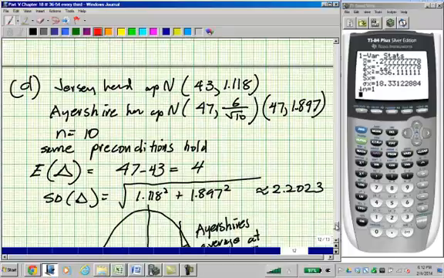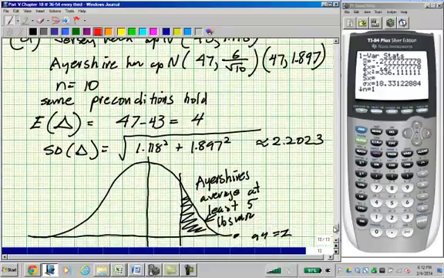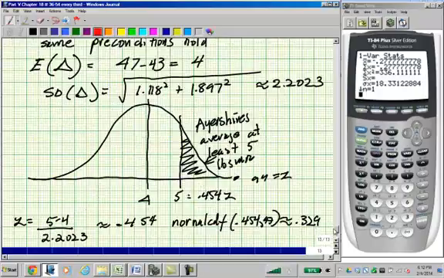Now, the standard deviation of the difference is going to be the square root of the variances: 1.118 squared plus 1.897 squared, or 2.2023. Okay, now the question is, what's the probability that the Ayrshires average at least 5 pounds more? So we're going to take 5. Here's 5. The average difference is 4 pounds of milk a day. So what's the probability that they average 5 pounds or more of milk a day?